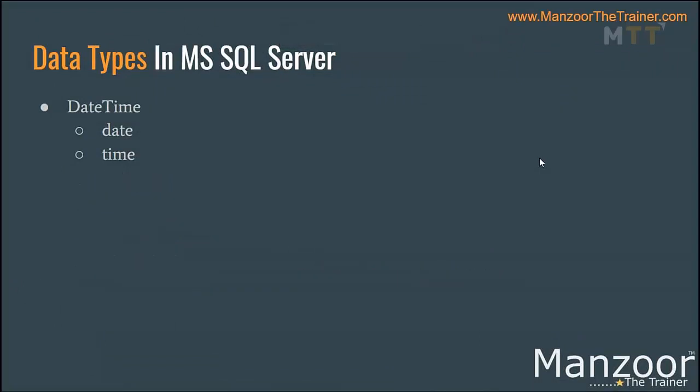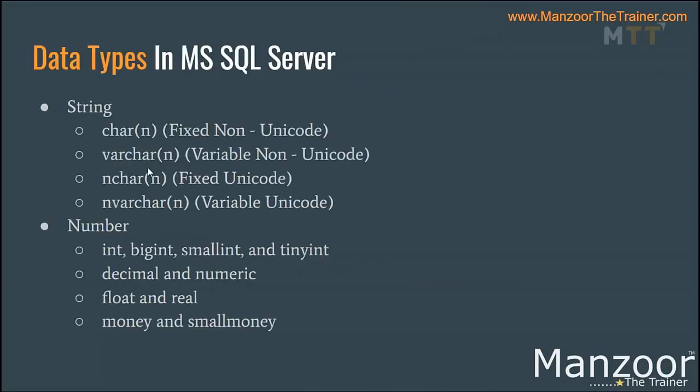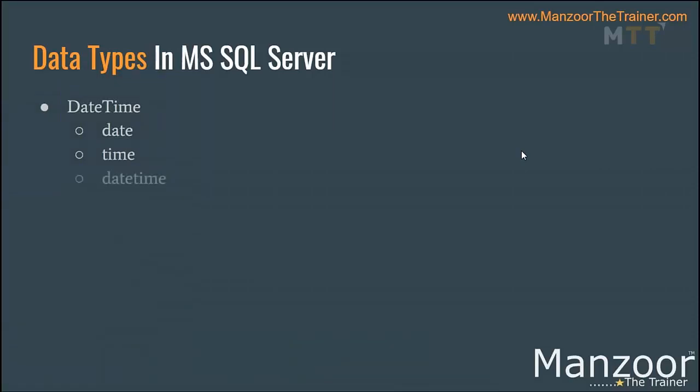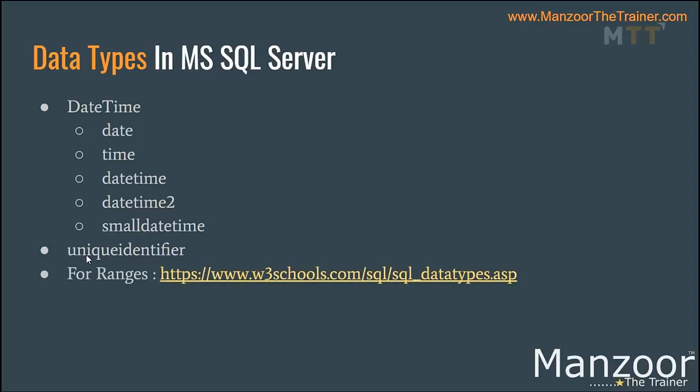So basically we use varchar in mid-level applications and varchar max in large applications. For numbers we normally use integers, and for points we use float. And we normally use date time, and we use unique identifier. So these are the famous ones. And we use the boolean type for true and false, so that is bit, 1 or 0.